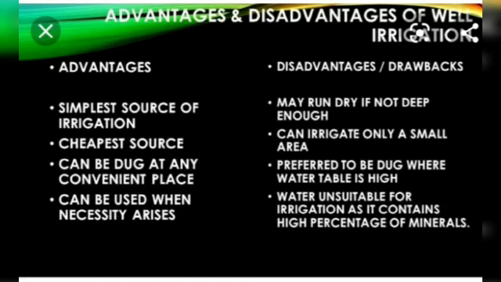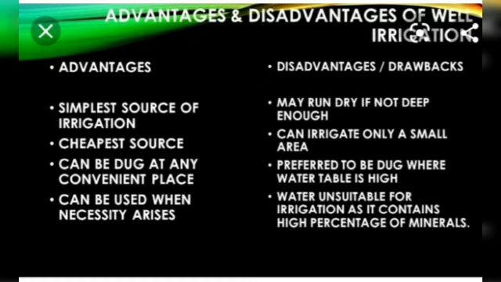Then what are the advantages of well irrigation? Well irrigation is the simplest, cheapest source of irrigation, and it is an independent source of irrigation that can be used as and when the necessity arises. It can be dug at any place which has soft alluvial soil.